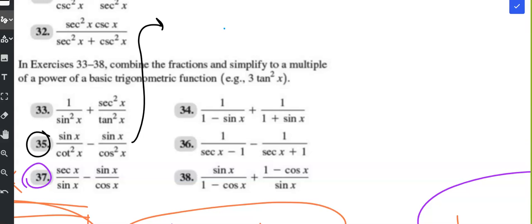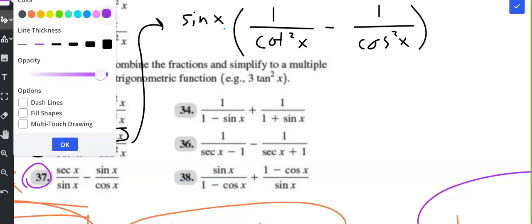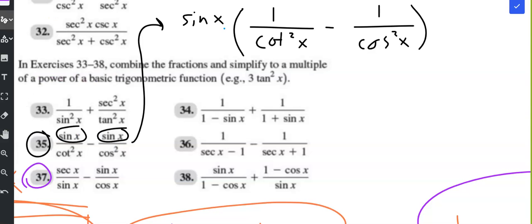Now, with this one, do you notice that both of these have a sine x in the numerator? So the trick I'm going to use here is a greatest common factor. I'm going to pull out a sine x, which would leave 1 over cotangent squared x minus 1 over cosine squared x. Do you see how I did that? Okay, all right, next.